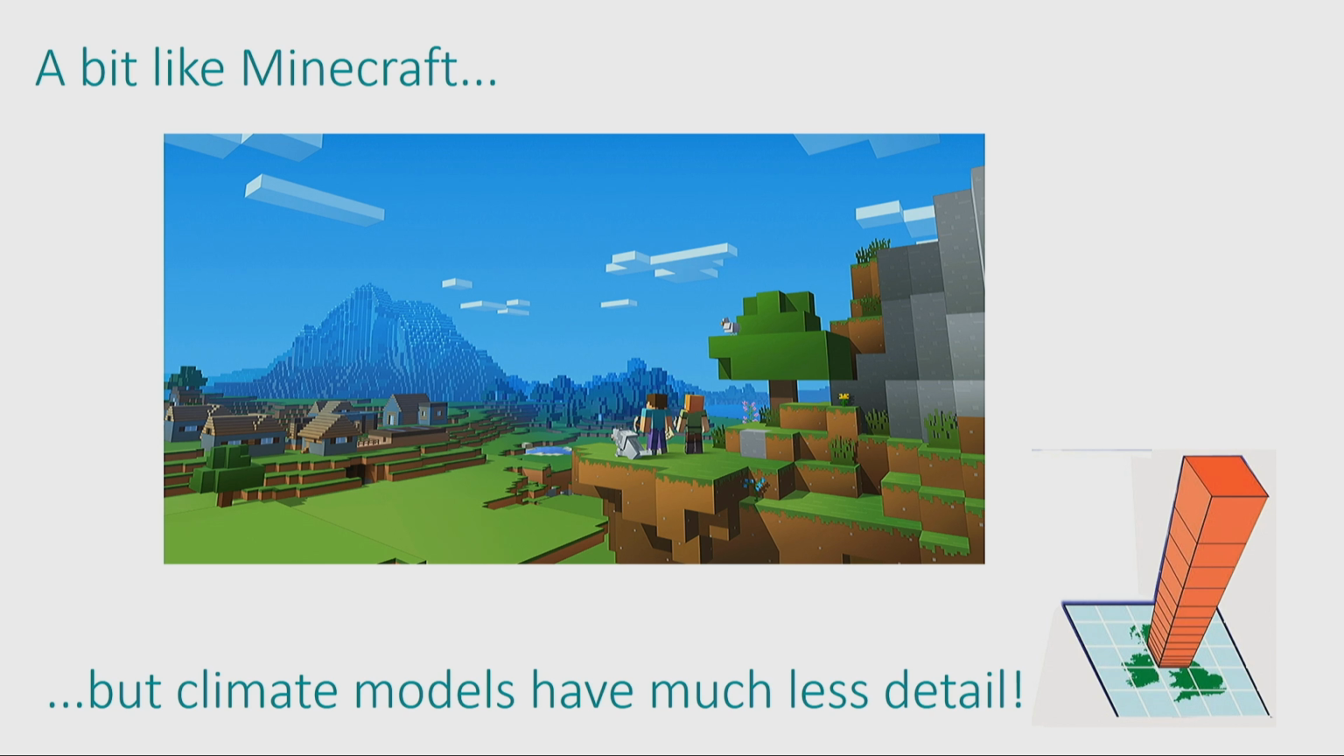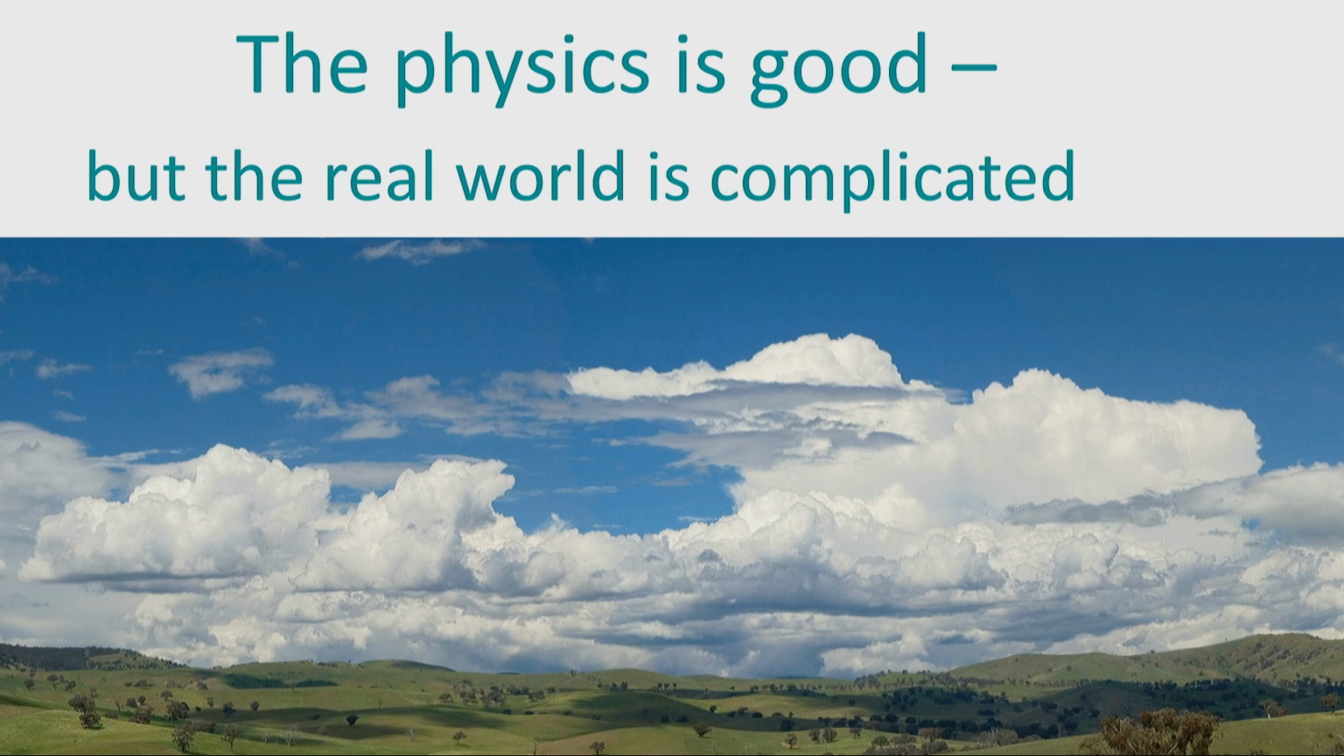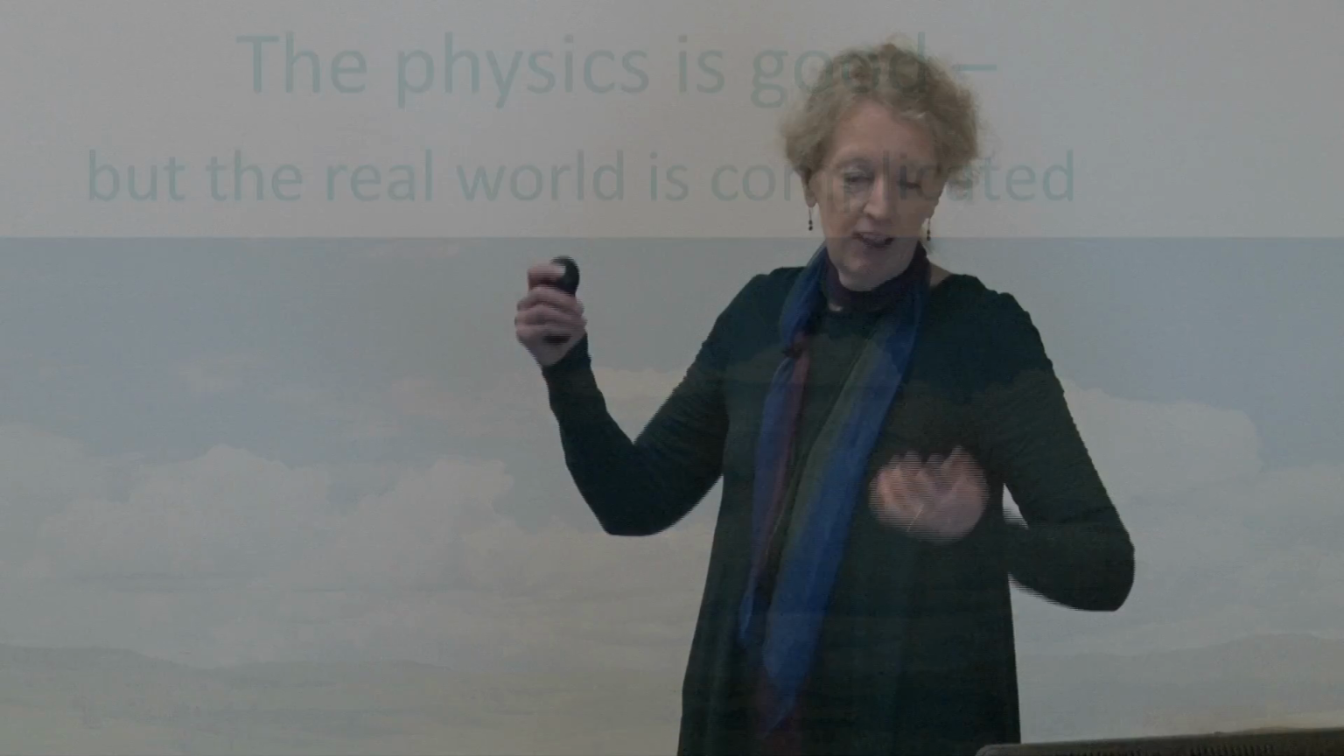So it's a bit like Minecraft. The younger members of the audience here may play with Minecraft, but climate models have actually much less detail. But the idea is the same, it's all very blocky. Of course, the real world is somewhat more complicated than that, and if you're trying to represent real clouds and real rainfall and real topography, it is a bit more difficult than just having this blocky thing. But that's the basic physics of what's going on.